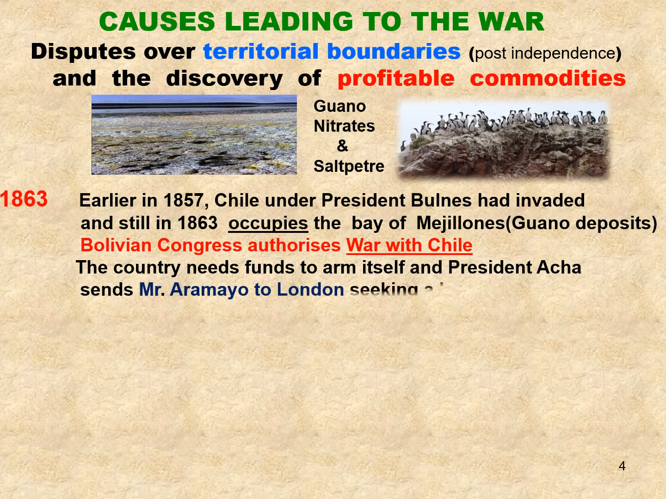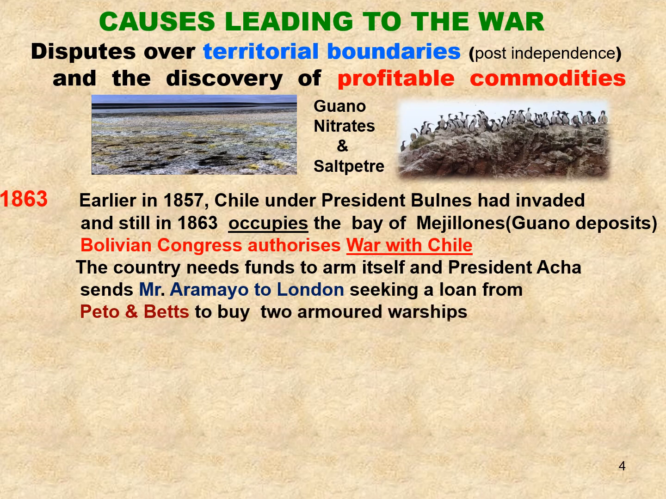guano deposits. The Bolivian Congress then authorized a war with Chile to recover the occupied land, and since the country needed funds to arm itself, President Acha sent Mr. Avelino Aramayo, the miner, to London with the intention of seeking a loan from the firm Pito and Betts to buy 2 armored warships.